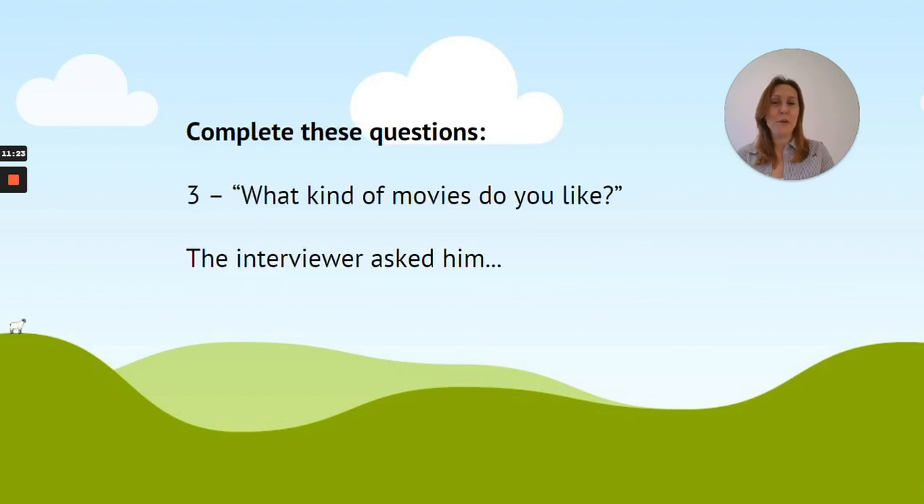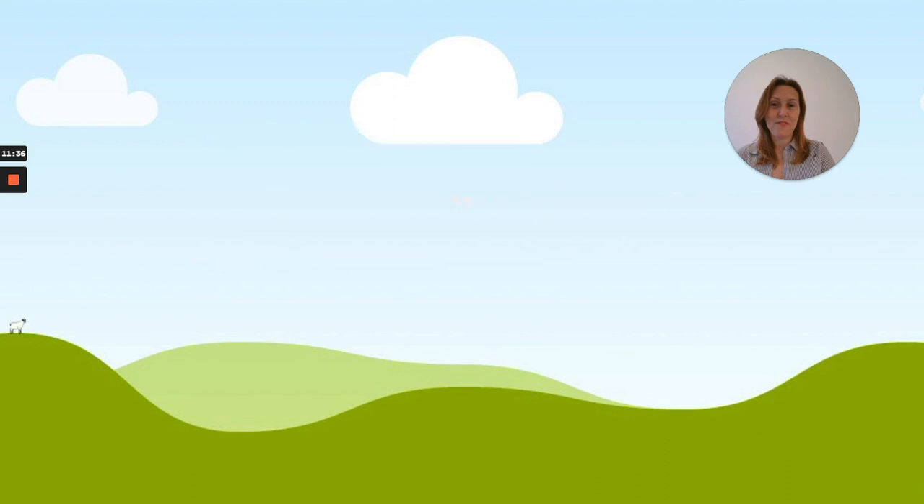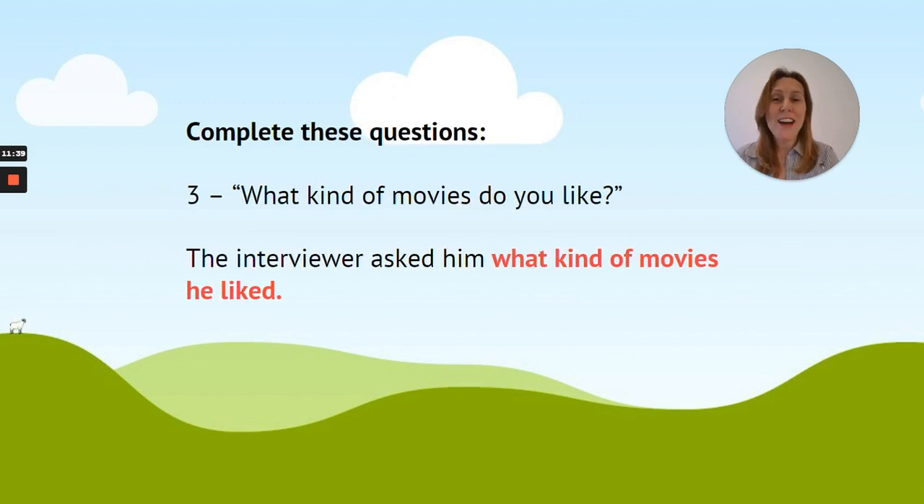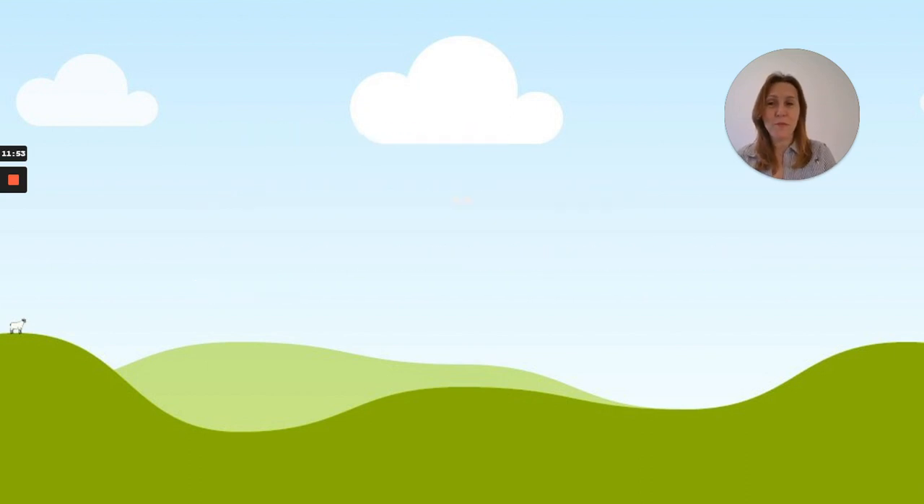Let's take a look at number 3. "What kind of movies do you like?" The interviewer asked him. Are you ready? The interviewer asked him what kind of movies he liked. Yes, because we got a WH word. What kind of movies he liked from present to past, right? Let's see what happens with number 4.